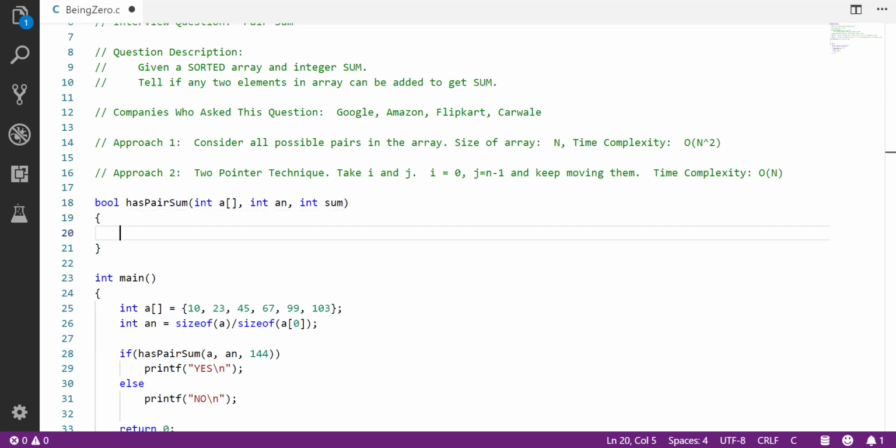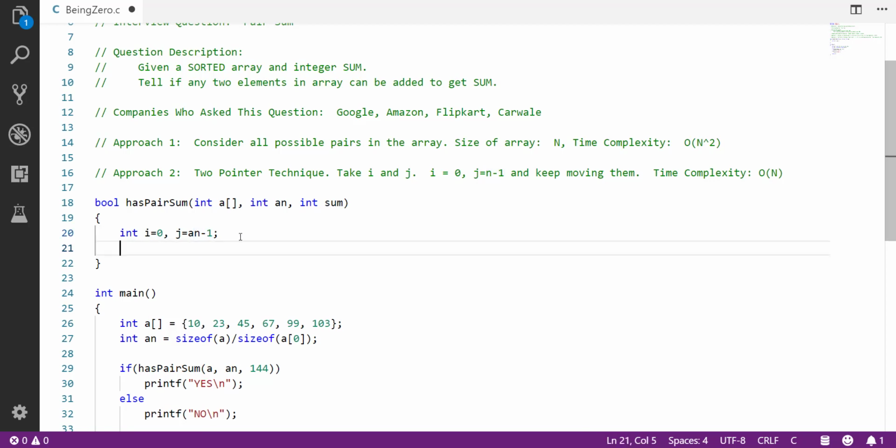Both these approaches that we have discussed, we'll also convert them into code and quickly see what the code is going to look like for them. So let's go with the optimized approach, which is this. What we do inside this is, we say int i = 0, j = n minus 1, because the last index in the array will be the size of the array minus 1.